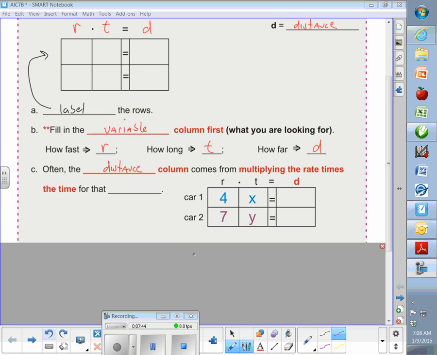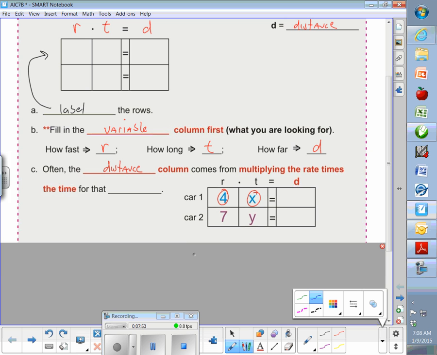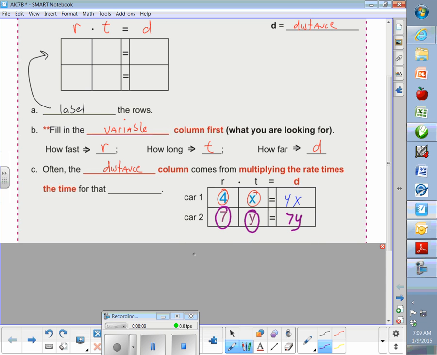So let's do row 1. The rate of row 1, 4, times the time of row 1, x. I'm going to use my blue here, and I'm going to get 4x for the distance. I know you guys don't have purple. You can use red or whatever. In the second scenario, the rate, 7, times the time of y gives you 7y. And we've completed our chart, and we're ready to continue on.